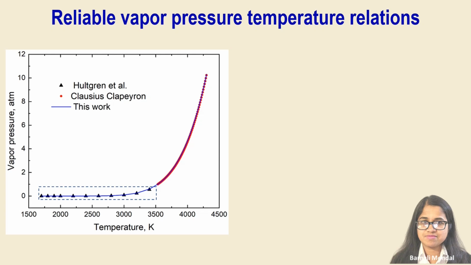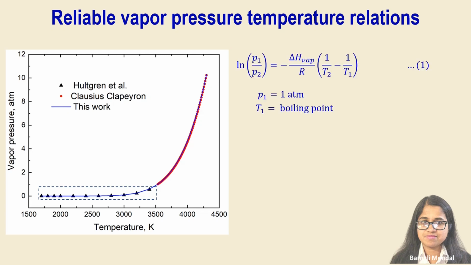The vapor pressure at 1700 K is 10 to the power minus 8 atmosphere, and that at 3400 K is 0.5 atmosphere. Vapor pressure data above this temperature is synthesized using the Clausius Clapeyron equation and is represented by the red circles in the figure. In the Clausius Clapeyron equation, using the information of pressure P1 at temperature T1, the pressure P2 at any other temperature T2 can be calculated.